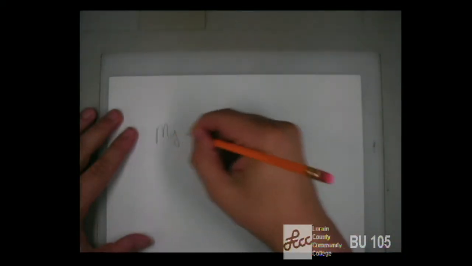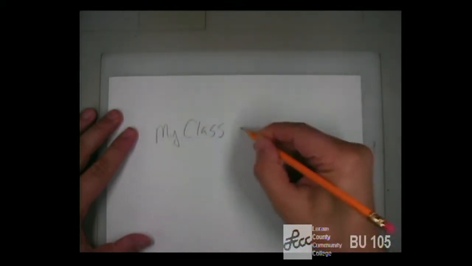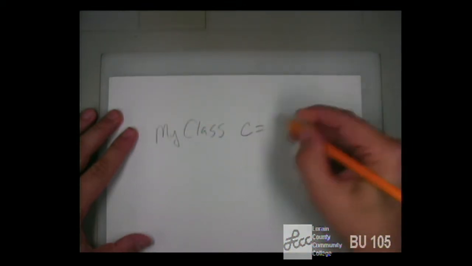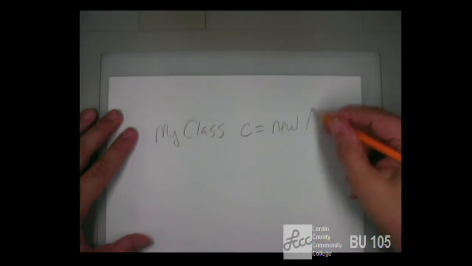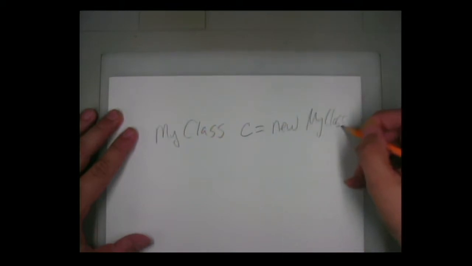Yeah, I think you're on the right track. To instantiate an object would be this: MyClass c equals new MyClass. We call the constructor. So you declare a variable of this type. You say new, and you call one of the constructors. Assuming that has a no argument constructor, we'll try to run it.